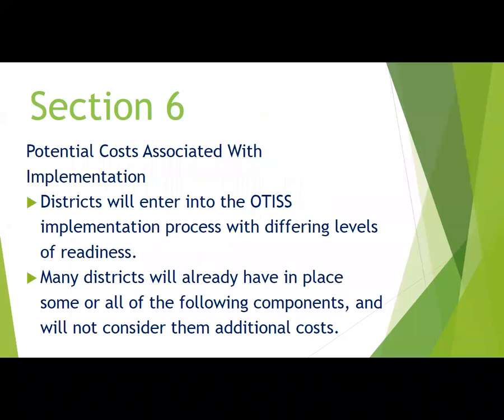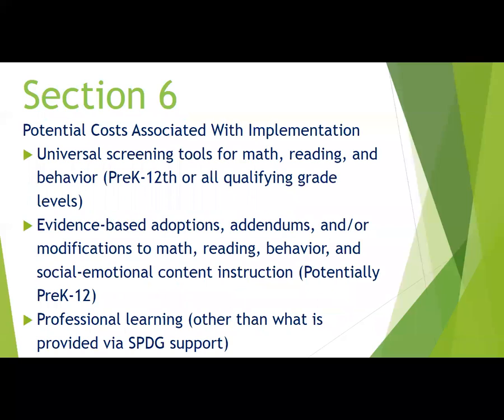Section 6 is about potential costs associated with implementation. So districts will enter the OTISS implementation process with differing levels of readiness. Many districts will already have in place some or all of the following components and will not consider them additional costs. But there are potential costs associated. Universal screening tools for math, reading, behavior, they could all be potential costs.